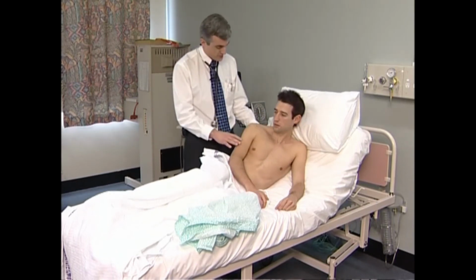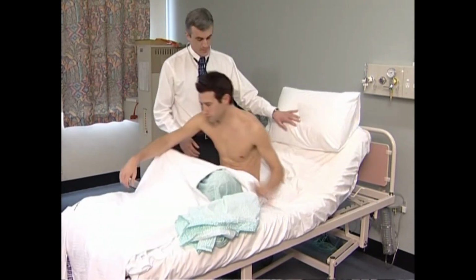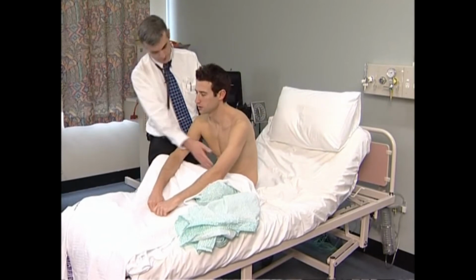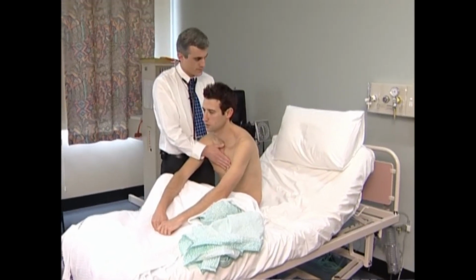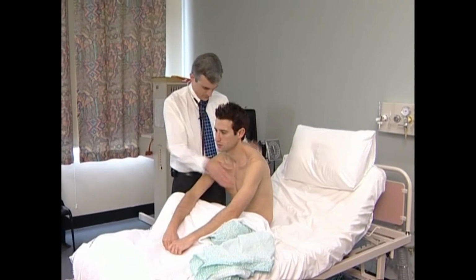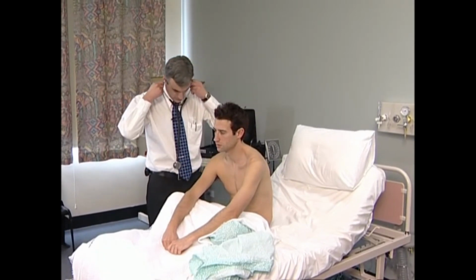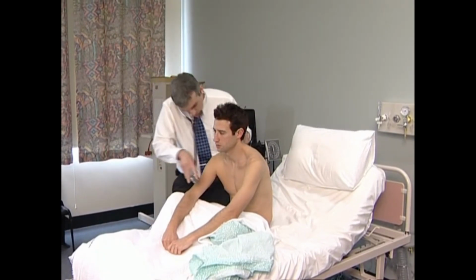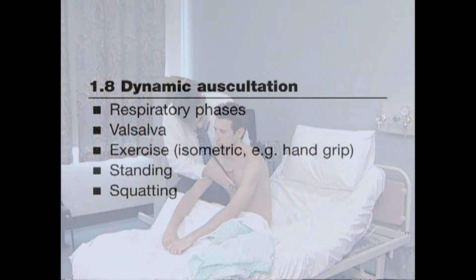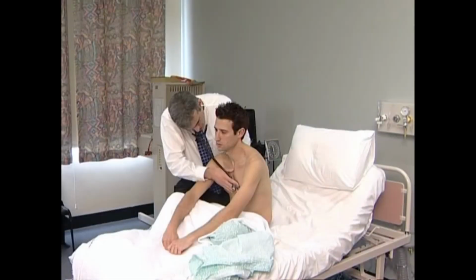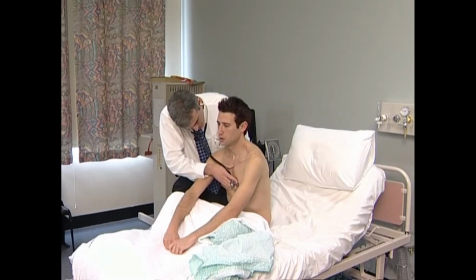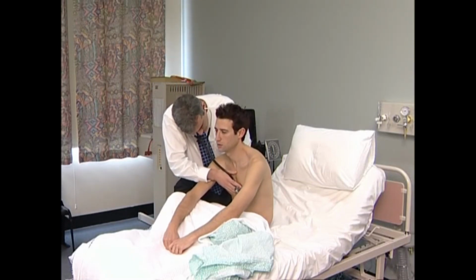Thank you. Could you sit forward for me? Feel the base of the heart when the patient is sitting up for the presence of a systolic thrill. In some cases, for example, if hypertrophic cardiomyopathy is suspected, dynamic auscultation may be indicated. First take a breath in and then breathe all the way out. Empty your lungs entirely.